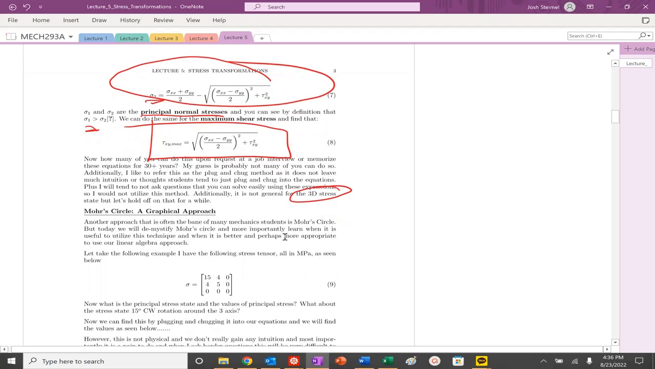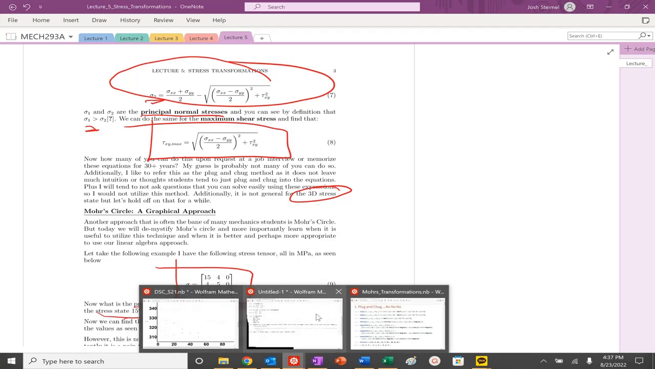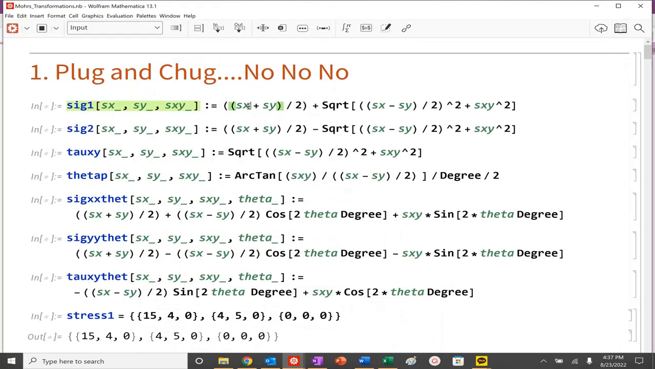And most importantly, if we put numbers to this stress state like here, could you find what's the stress state at a 15 degrees clockwise rotation around the 3-axis? What are the principal stress state values? What's the angle to get to this? Can you do this easily? So our first method is going to be the plug and chug geometry approach.